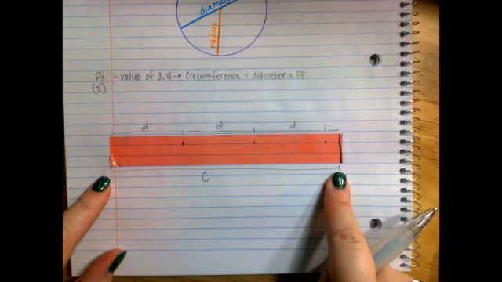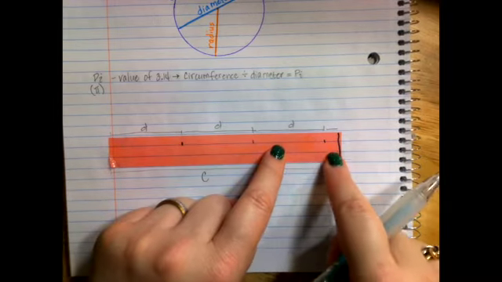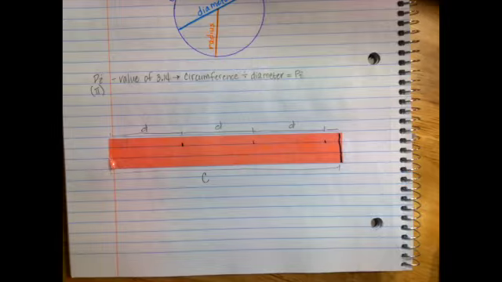So if I were to take my circumference and divide it by the diameter, I get 3 and a little bit. Okay, hope that helps.